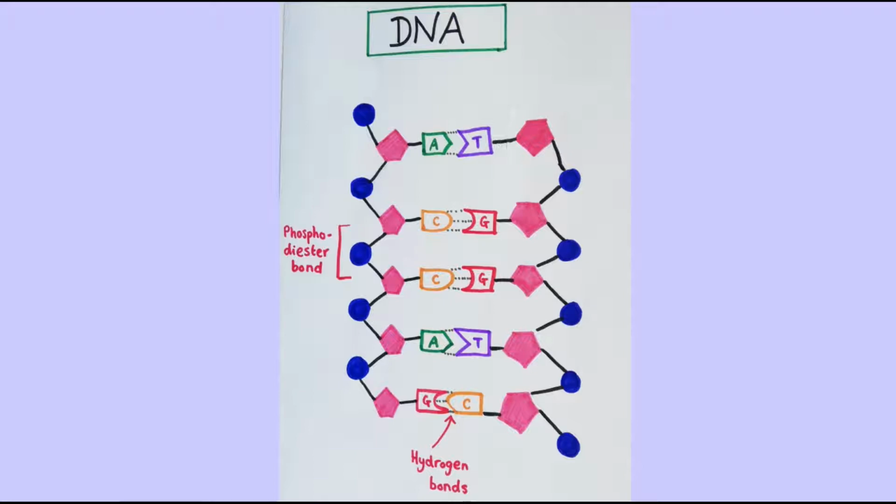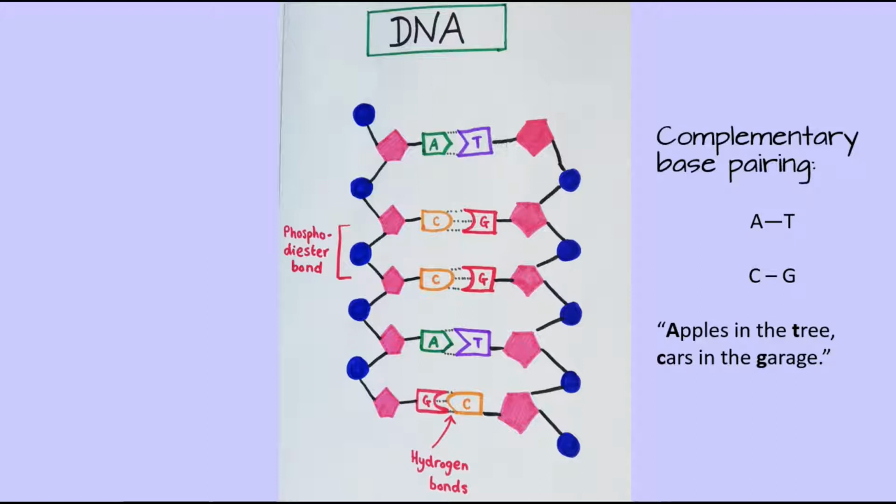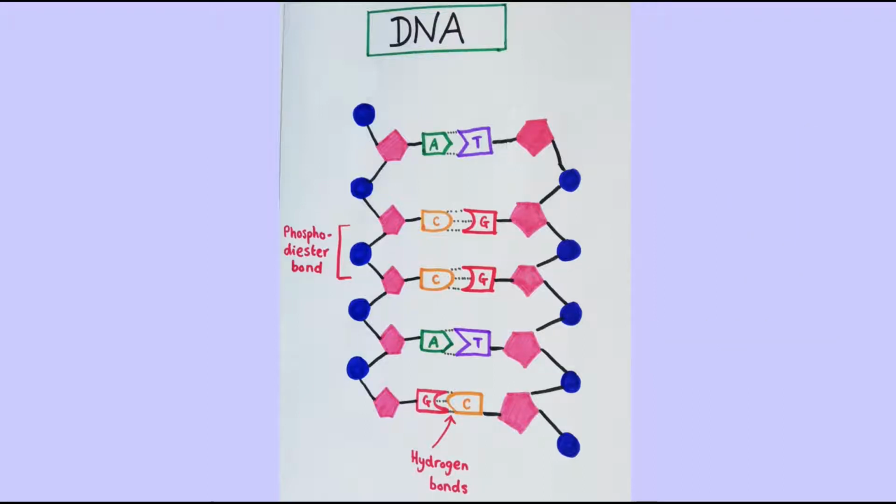The rungs of the ladder are created when each base of one side pairs by hydrogen bonding with a base on the other side. Adenine always pairs with thymine, and cytosine always pairs with guanine. This is called complementary base pairing. There are 2 hydrogen bonds between adenine and thymine, and 3 hydrogen bonds between cytosine and guanine.